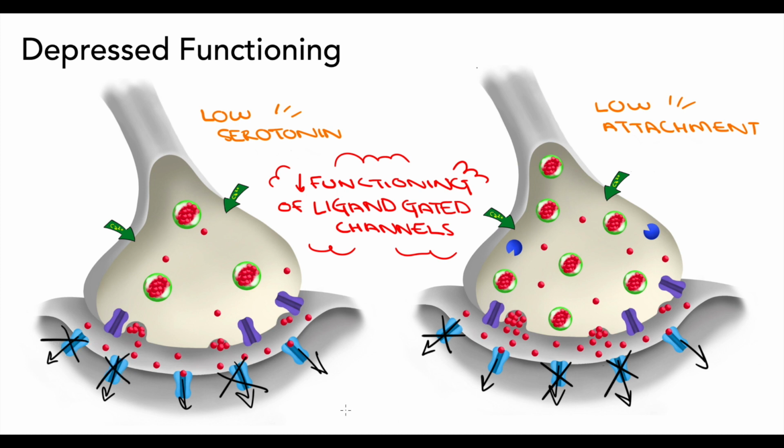Let's think about this logically. If there's less serotonin available, it also means that there's a decreased likelihood that a serotonin molecule will attach to a receptor down below. This means there's also a decreased likelihood that these ligand gates will actually open up to the ions and pass on the information to the next neuron.